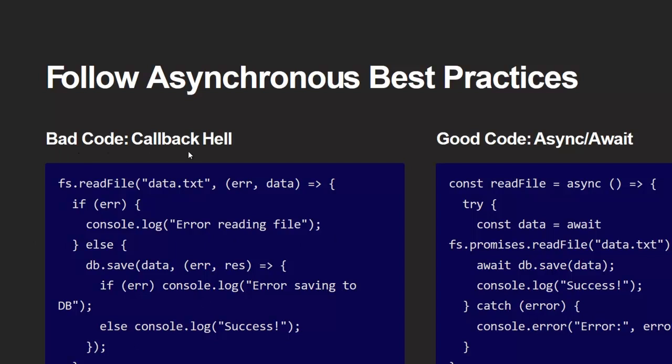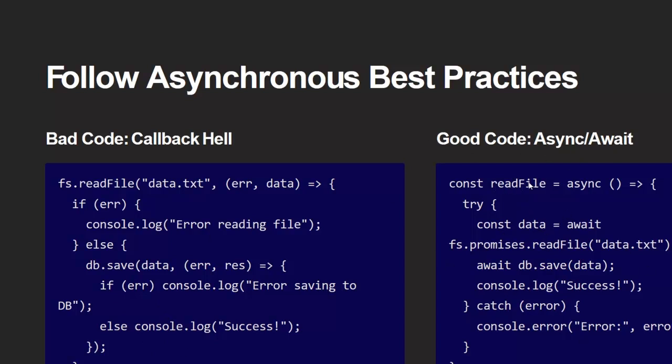You can see the bad code with callbacks, how it becomes like hell, guys. Here the error and data are there, but if error, it will do this, else it will do this. So this is the bad code, I can say. The way of writing code here is bad. And if you jump here, that is the good code with async await.